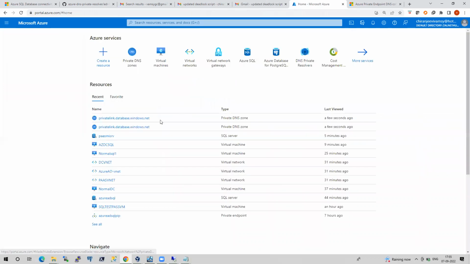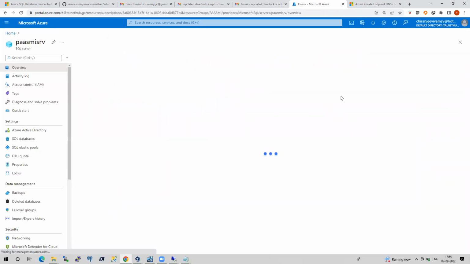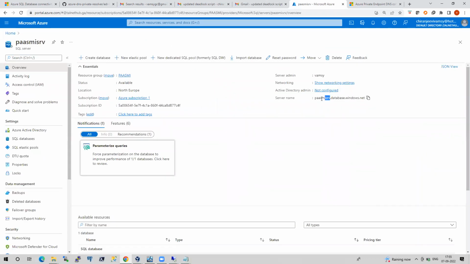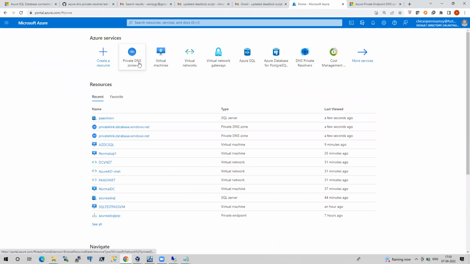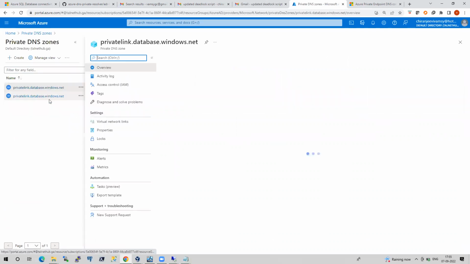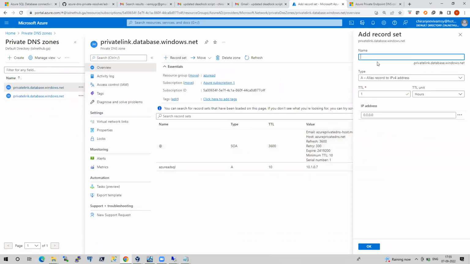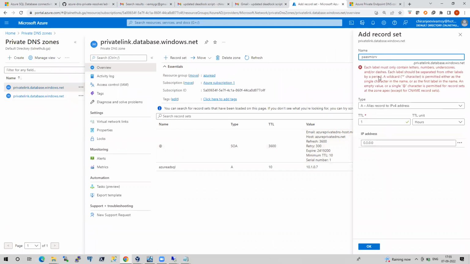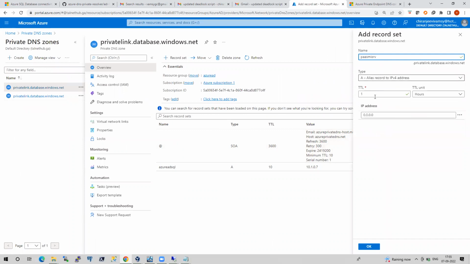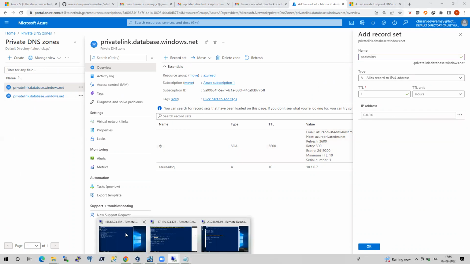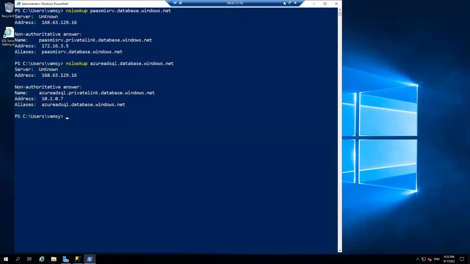Let me copy the name, PAS MI SRV, because I don't want to take a risk. Okay, and now let's go to private DNS zones, choose the Azure AD VNet private link, go to the record set, and add that. This is how it will work. So, PAS MI SRV. What is the IP? 172.16.3.5, if I'm not wrong. Yeah.